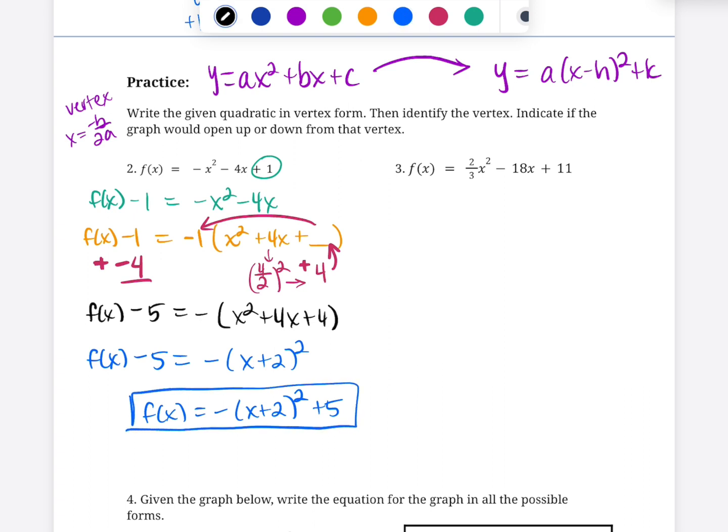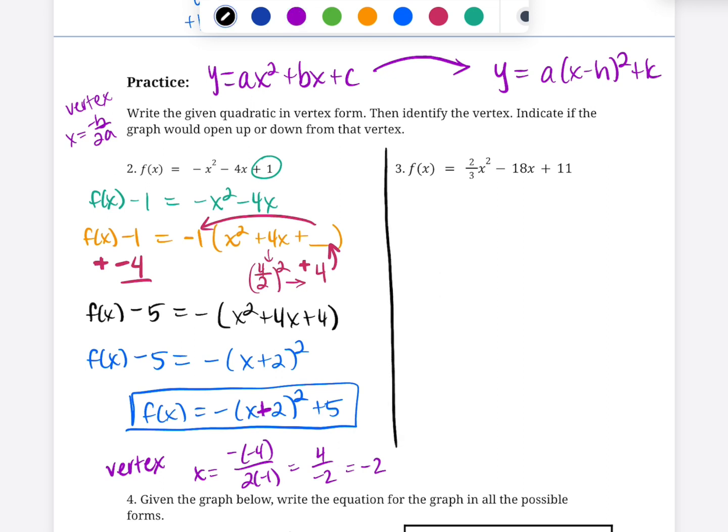And just a little heads up, as I mentioned at the top in purple, the vertex is supposed to be at, another way to find it, the opposite of b, so the opposite of -4 all over 2 times a. So the x value should be 4 divided by -2. -2, that's true, because if it's positive inside the parentheses, you do the opposite, so that works out. And then if I substitute in -2 into the original equation, I should get 5. Okay, what about number 3?